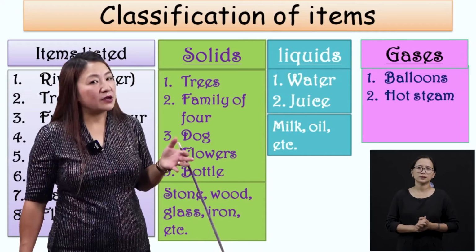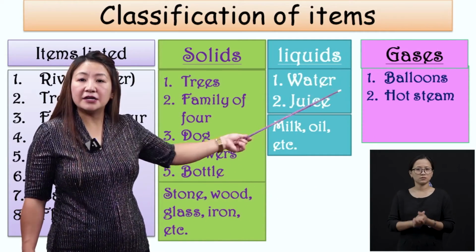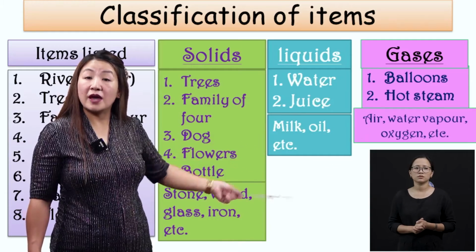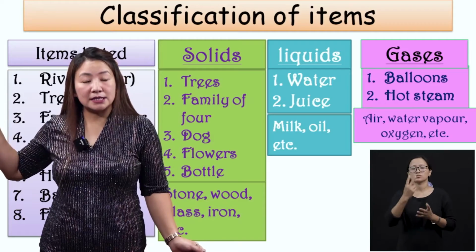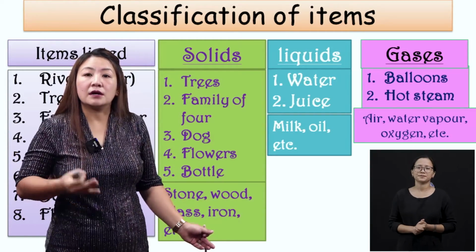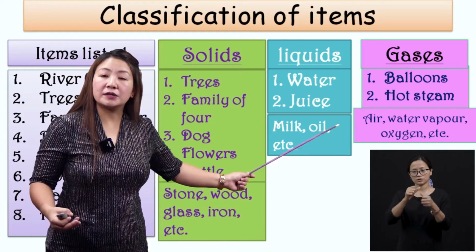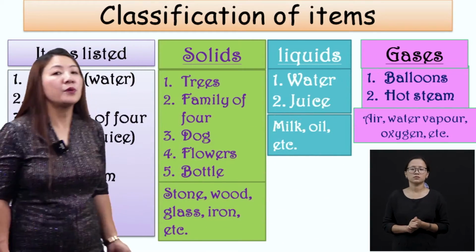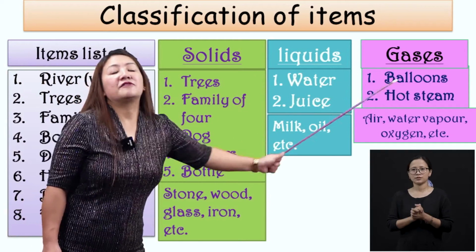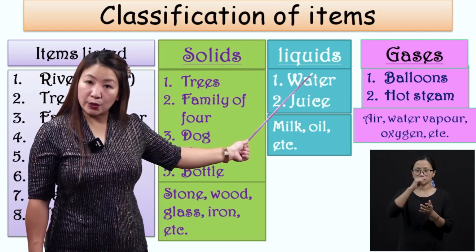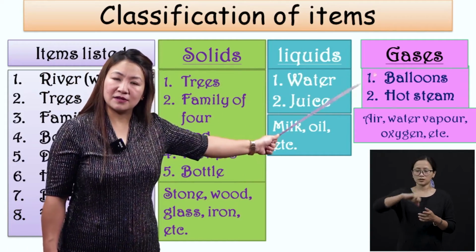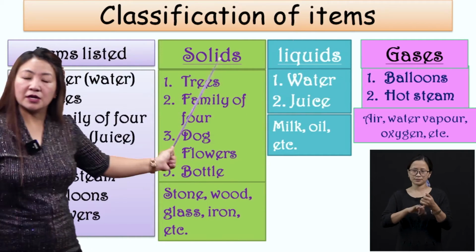Gas. Okay, can you give me any other example of gases other than balloons? Yes, we have air, water vapor, even the clouds that you see during the day, they're also just gases, okay? Water vapor, oxygen. So all this comes under gases. So we have 3 different groups of items. What are they? Solids, liquids, and gases. Don't forget this, okay? Very important. Solids, liquids, and gases.